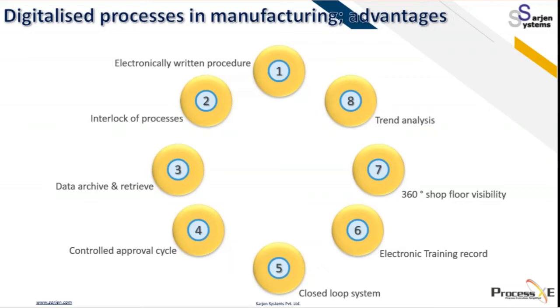The electronic training record. In a digital platform, you can adopt a training module. You can capture the training records and have an interlock within the manufacturing systems. You can manage the training details and training gaps. And through the analytical tool, you can see the schedule, and you can make a planning for the training.